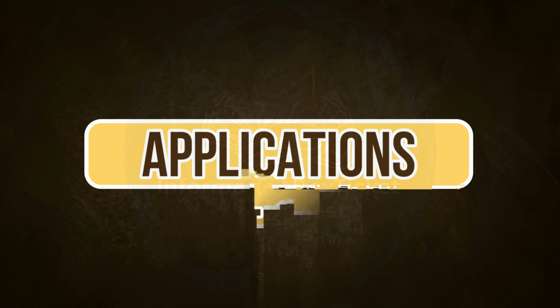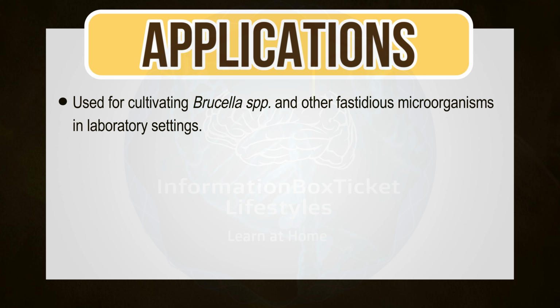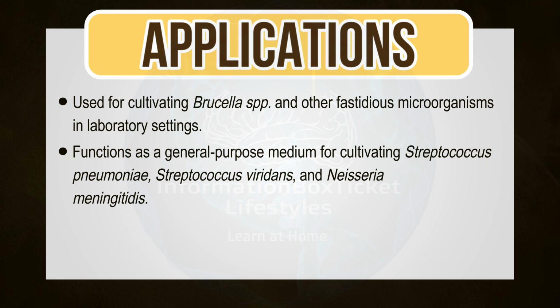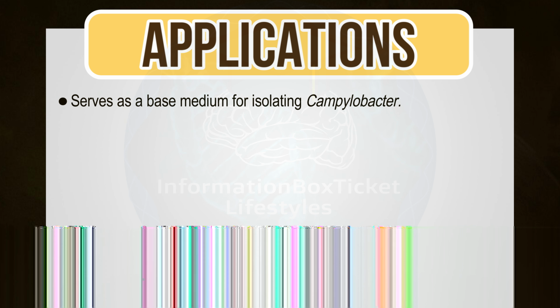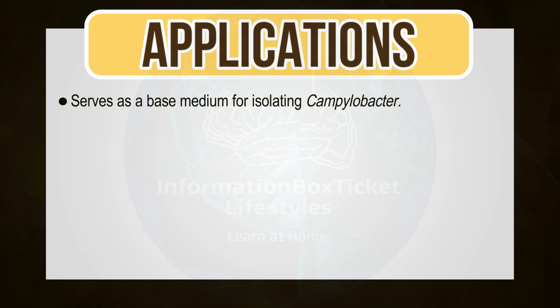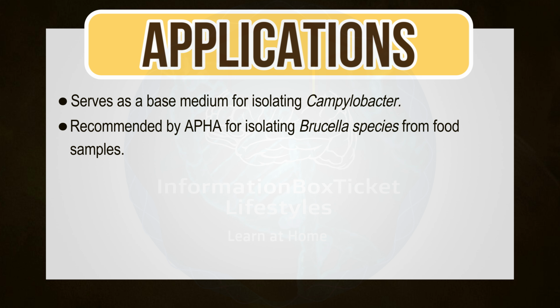Uses of Brucella agar. It is used for cultivating Brucella spp. and other fastidious microorganisms in laboratory settings. It functions as a general-purpose medium for cultivating Streptococcus pneumoniae, Streptococcus viridans, and Neisseria meningitidis. With the addition of blood, Brucella agar is employed to determine bacterial hemolytic reactions. It serves as a base medium for isolating Campylobacter. It is recommended by APHA for isolating Brucella species from food samples.